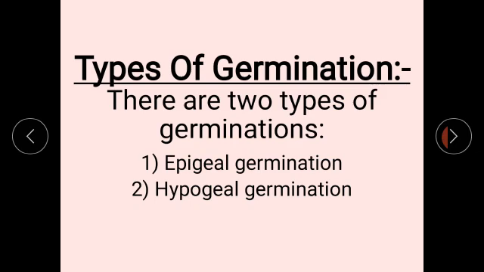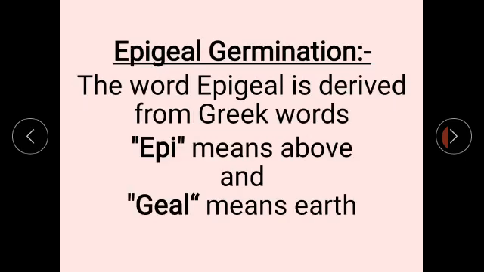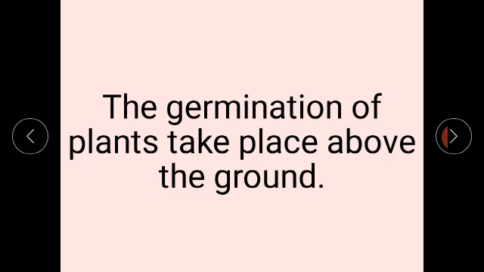Now we will discuss types of germination. There are two types of germination, epigeal germination and hypogeal germination. First of all, we will discuss epigeal germination. The word epigeal is derived from Greek words. Epi means above and geal means earth. The germination of plants takes place above the ground. In epigeal germination, the germination of plants takes place above the ground.